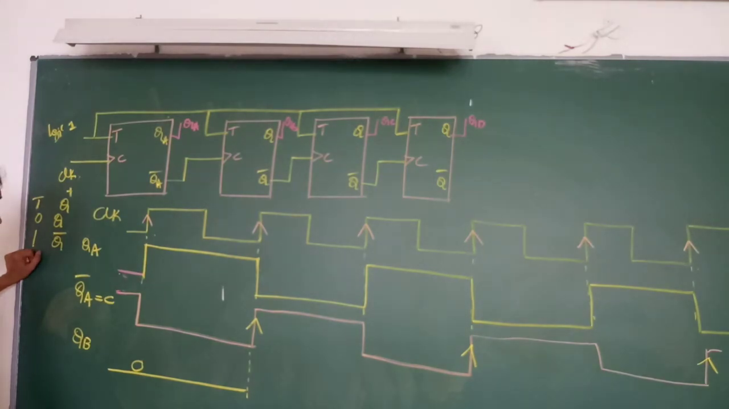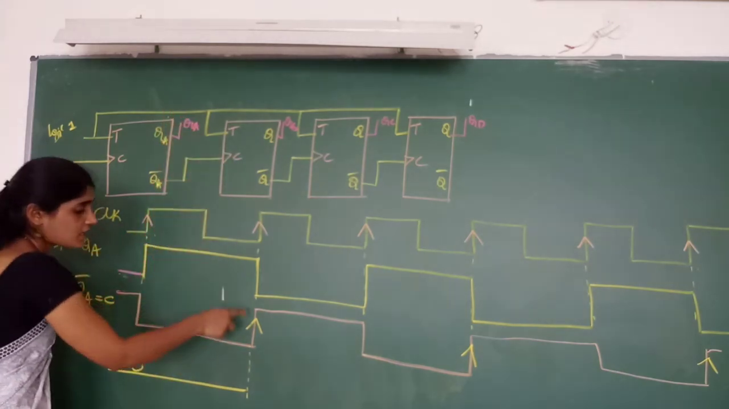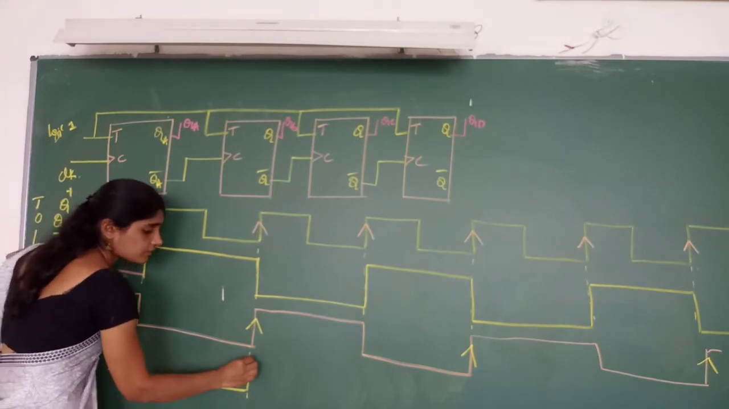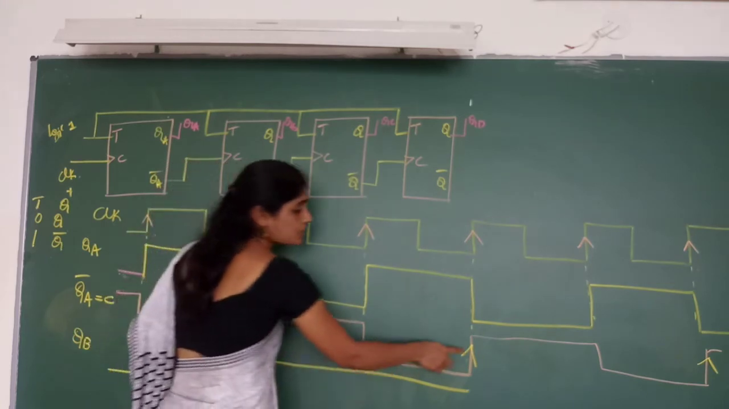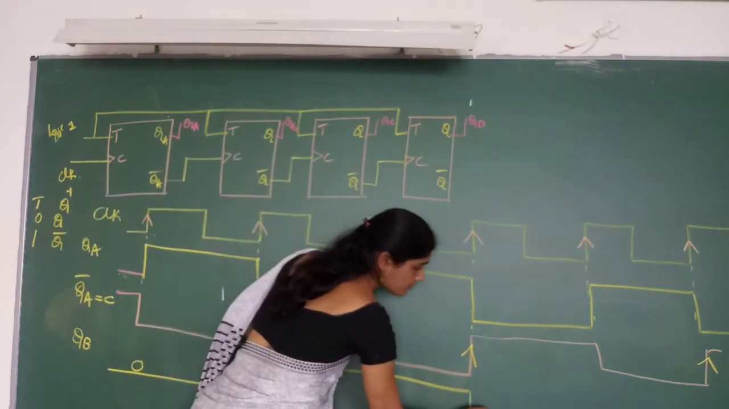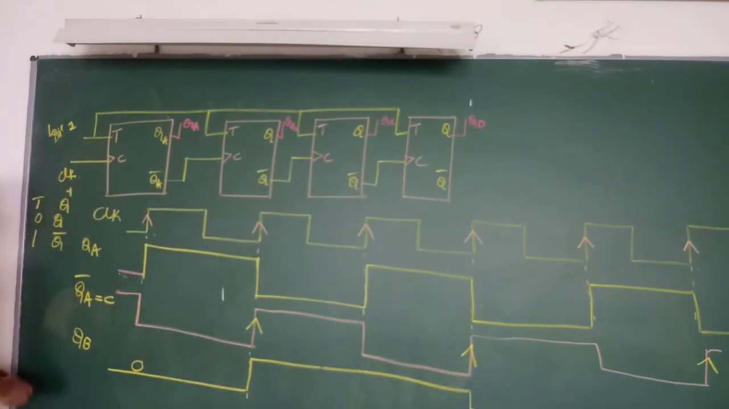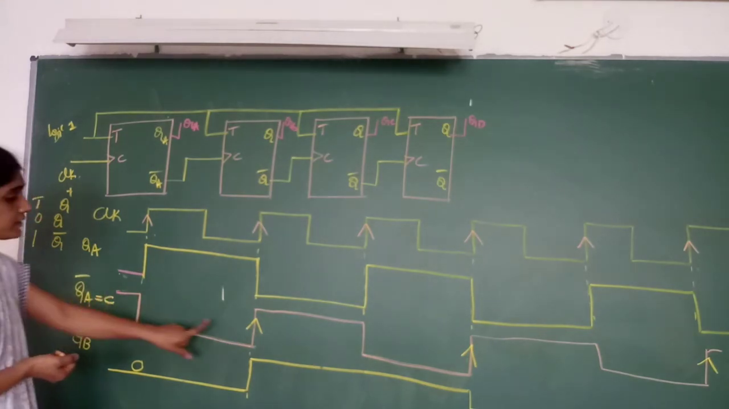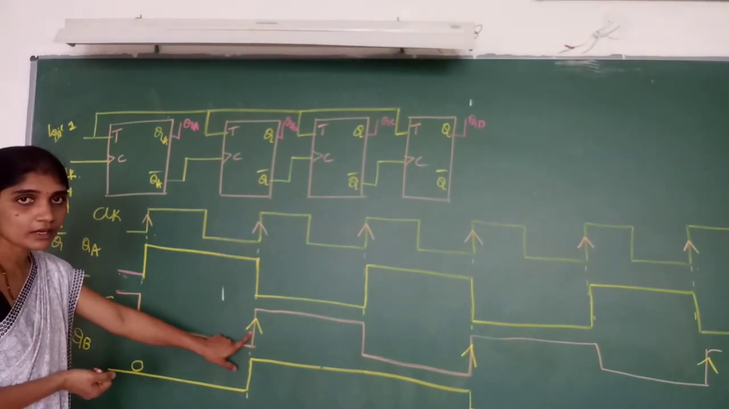Okay, and here is a positive edge. So what is T? T is 1. At this positive edge, what is the previous state? 0. Now it will become 1. Again it is 1 till the next positive edge. At the next positive edge, T is 1, the previous state is 1, and now it will become 0. Correct? But now just observe what QA bar is. This. So we get the QB output at the positive edge of QA bar.